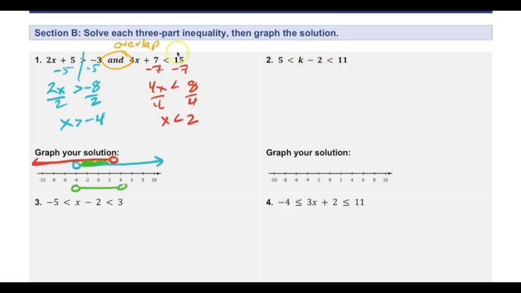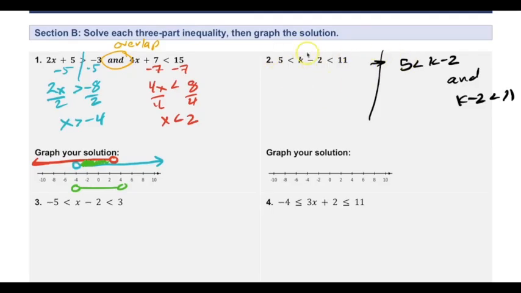This one's actually the same thing as this one. This one's just separated. That's all it is. If you really want to, you could rewrite it like this. 5 is less than k minus 2, and k minus 2 is less than 11. And then you could do the exact same process we just did. You just separate both of them. So 5 is less than k minus 2, and then you also have k minus 2 is less than 11.